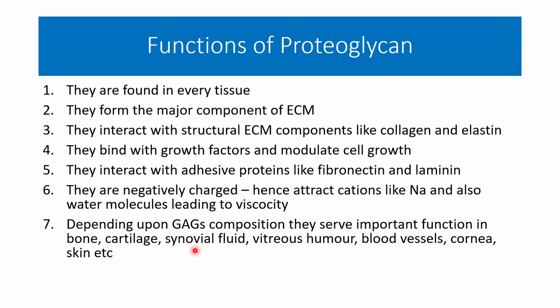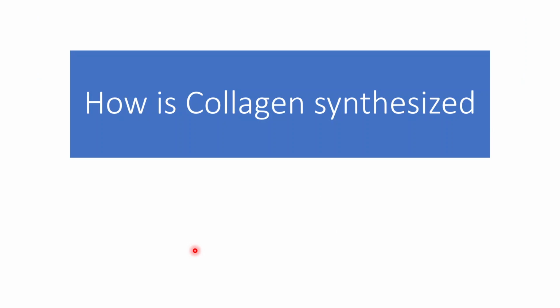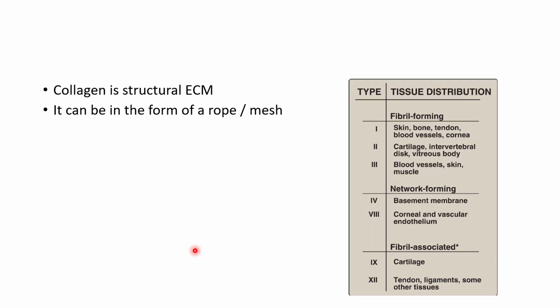Moving forward, let's talk about collagen. Collagen is an important structural extracellular matrix. So let us see briefly how collagen is synthesized in our body. Collagen can be in the form of a rope or a mesh. Rope is more like a fiber and mesh is more flattened out. It has a triple helical structure.